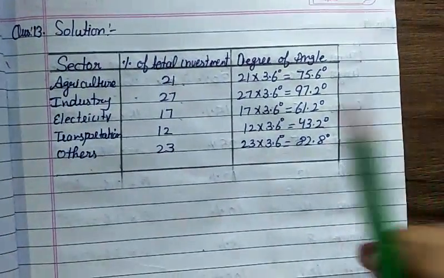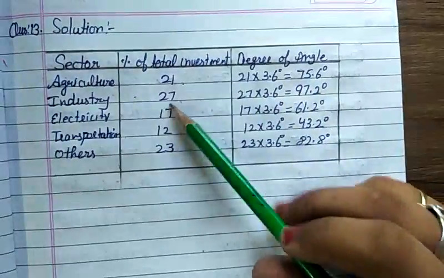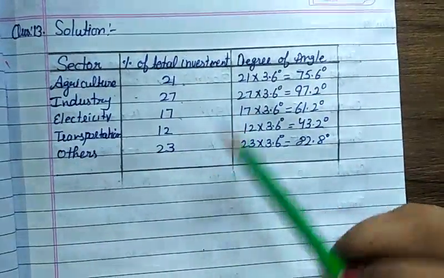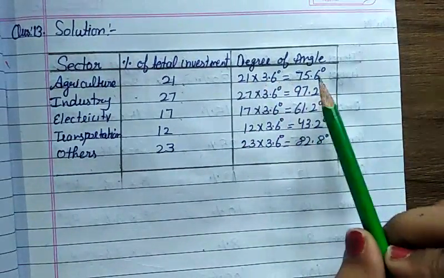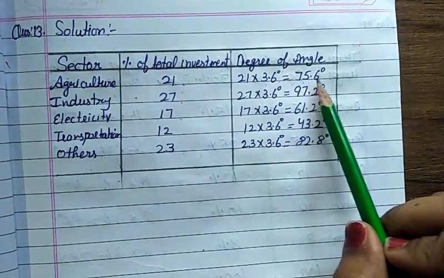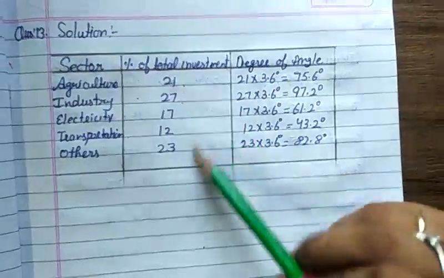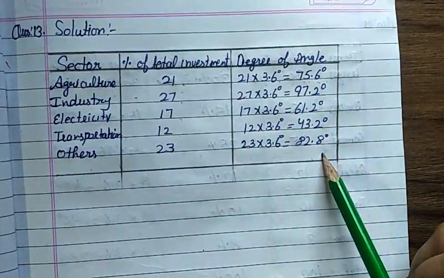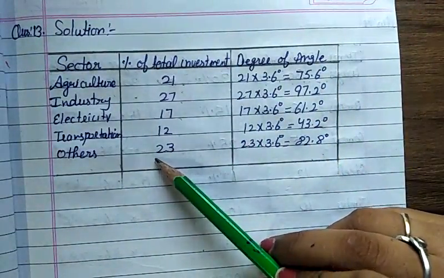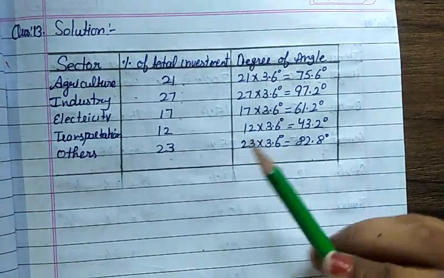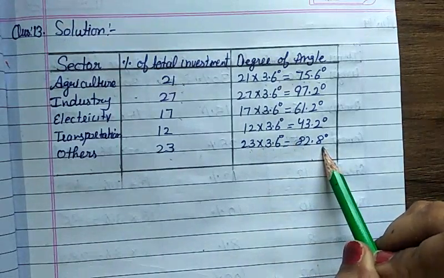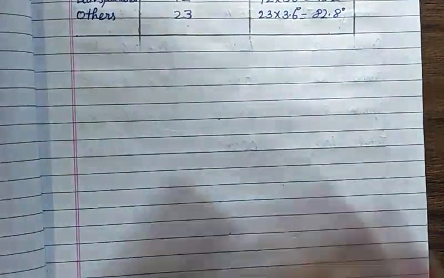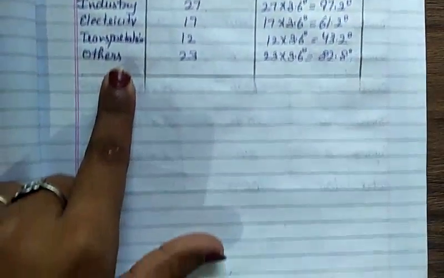So first we will calculate the angles of these particular investments, the degree of angle. We multiply 21 into 3.6 degree to calculate the angle, that is 75.6 degree. Similarly we do the other ones also, and for the other percentage, 23, we calculate the angle 23 into 3.6 degree, that is 82.8 degree. After that we will draw a circle to present this data in a pie chart.